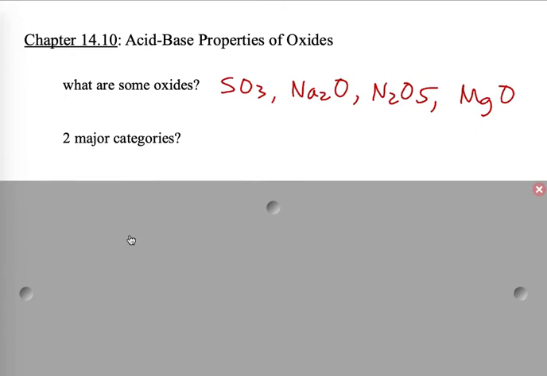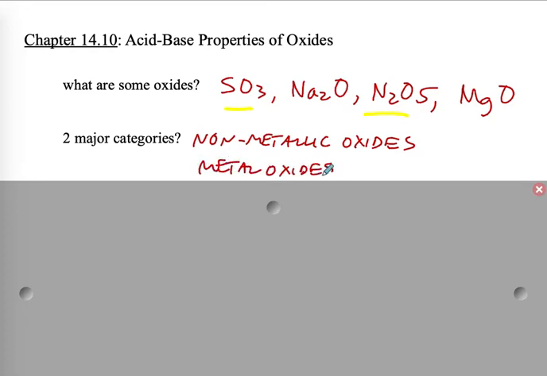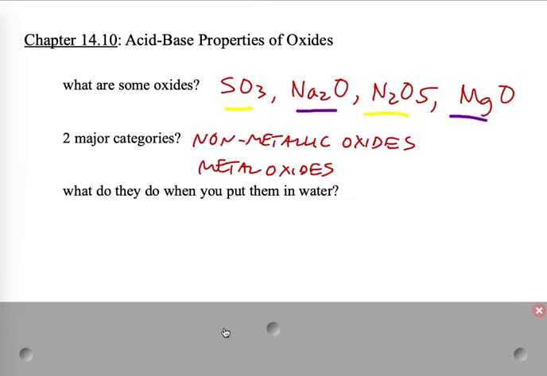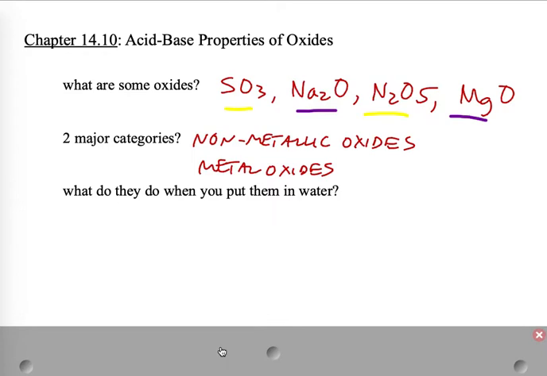What are the two major categories? Well, if you look at these, you can see that these four oxides that I've just semi-arbitrarily drawn out of the air fall into two categories. One would be non-metallic oxides, which would include, among these, sulfur trioxide and dinitrogen pentoxide. And the other would be, obviously, metal oxides, which would include sodium oxide and magnesium oxide. So the question is, what do they do when you put them in water? Well, let's take one example of each of these.